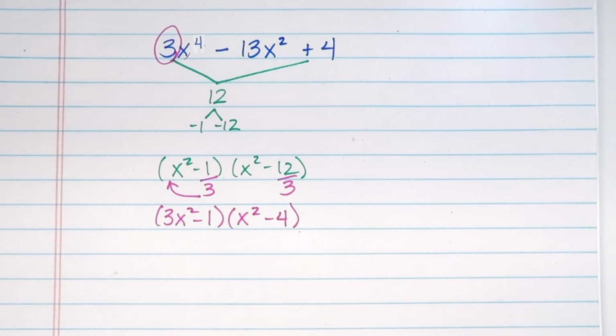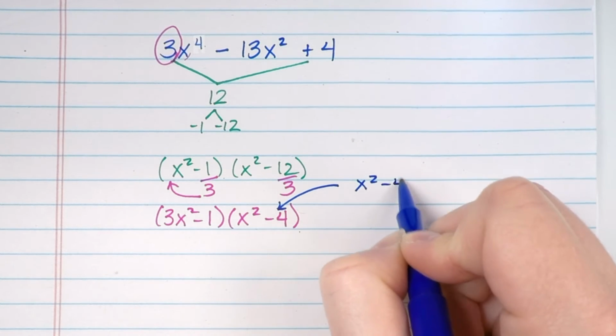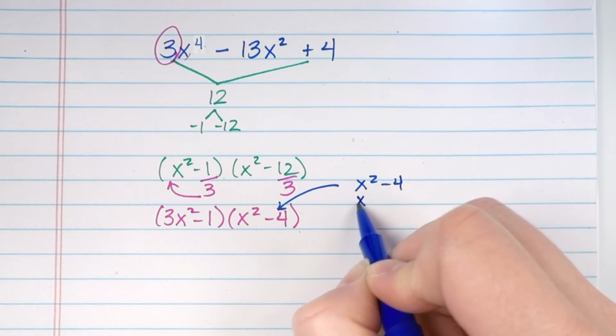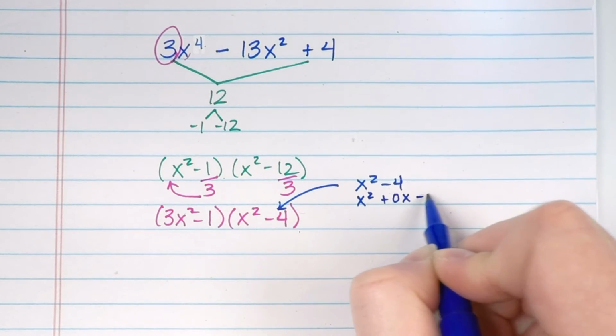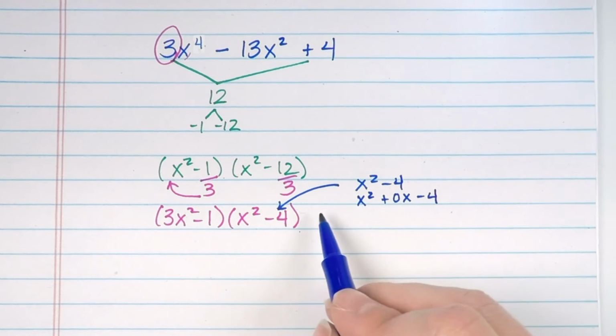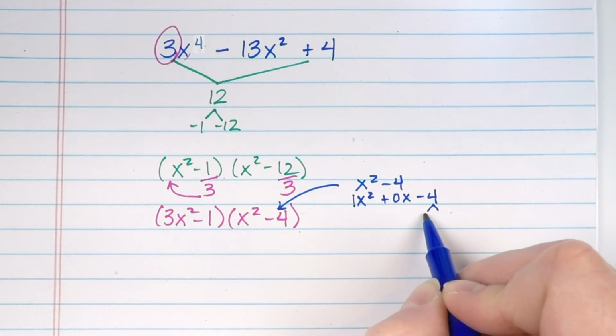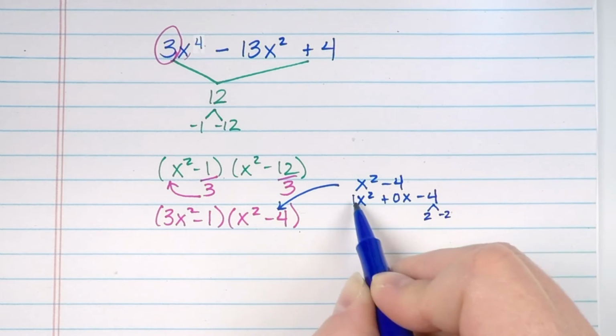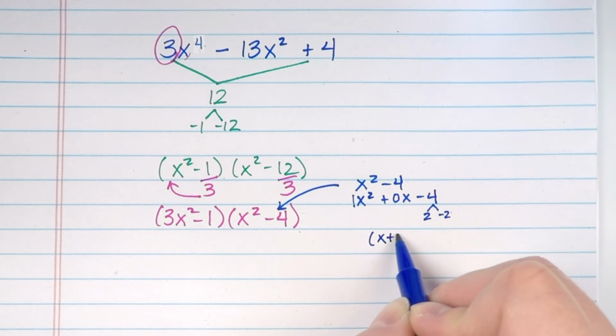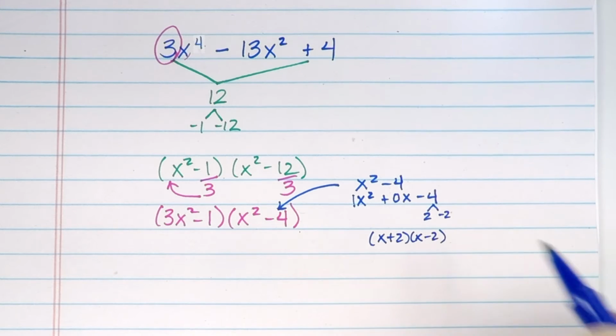Now with this problem, we'll be able to factor it further. Because if we look at this expression in this parentheses, this x squared minus 4, this one we can factor further. And you can think of this as like x squared plus 0x minus 4. So if I was factoring this, my leading coefficient is 1, so numbers that multiply to the last and add up to the middle, that'd be positive 2 and negative 2. So this part we're going to factor to x plus 2 times x minus 2.